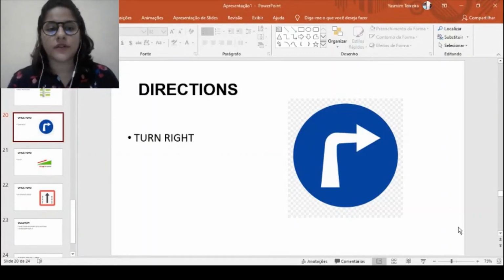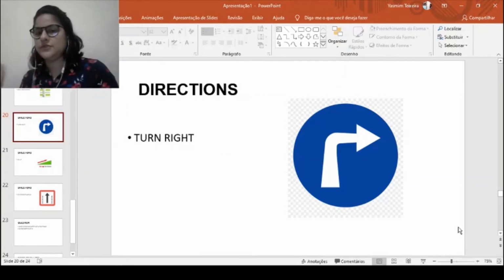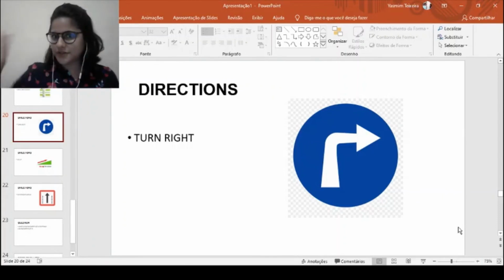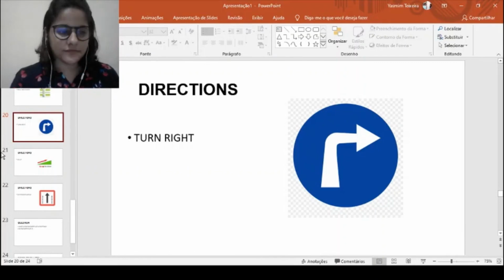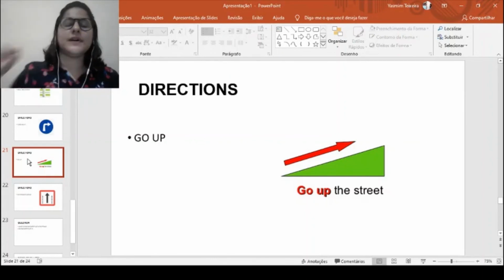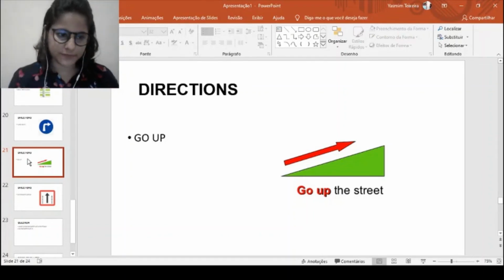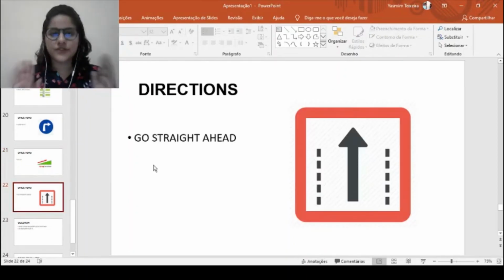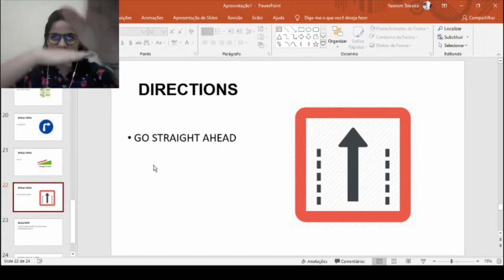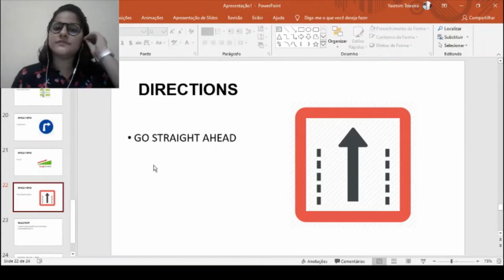So we saw turn left and now we turn right. Go to the right, to the other side. Right. Go up. We saw go down and now we go up. Let's repeat. Go up the street. Go straight ahead, in front. Straight ahead. Very good.